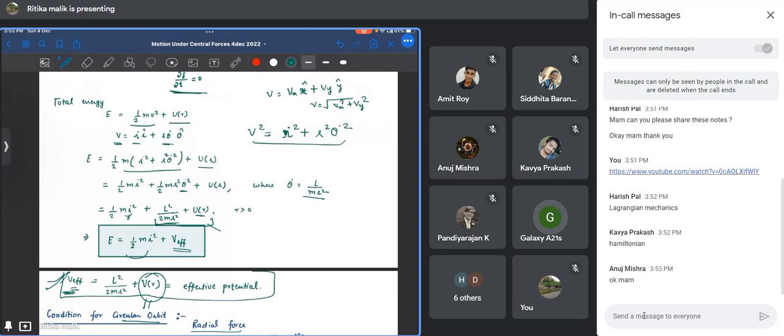Lagrangian and Hamiltonian, okay madam. I will cover that in the next class. Thank you. Okay, so the next class will be on Lagrangian and Hamiltonian.